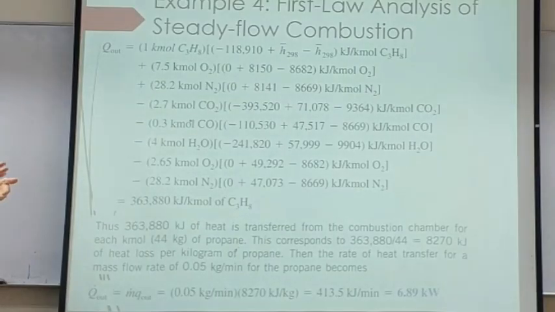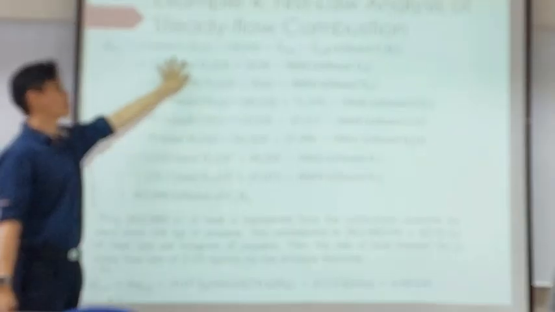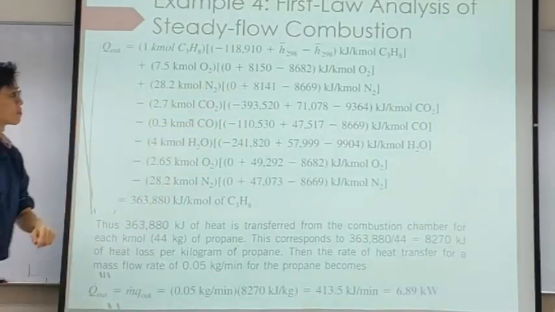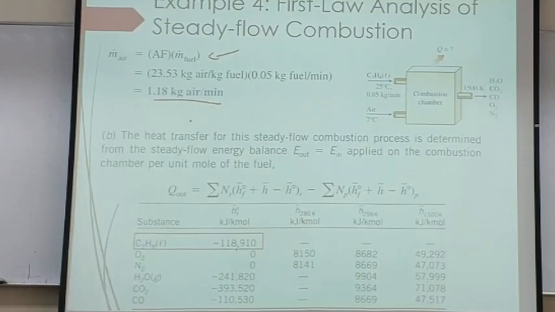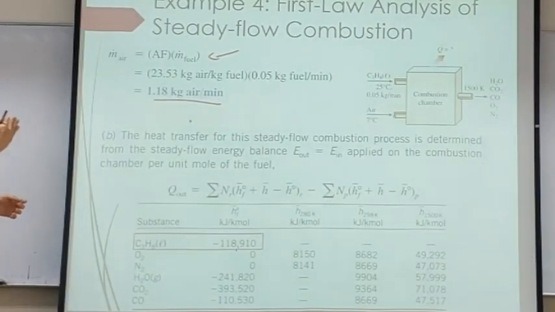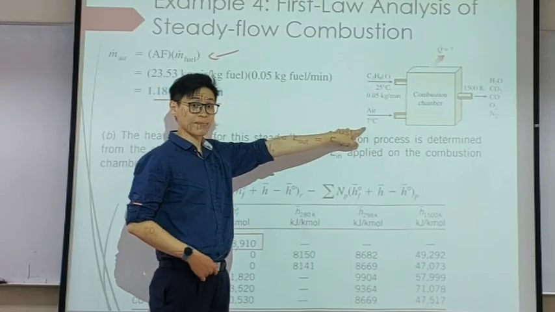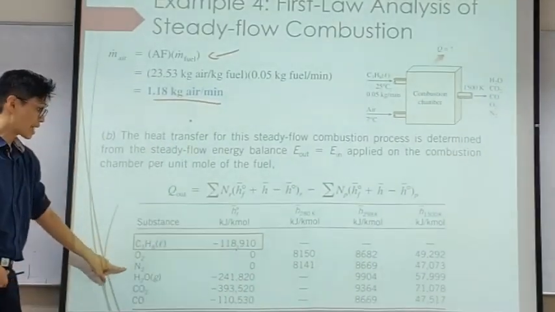Then the next reactant is oxygen, right? So oxygen and nitrogen, we learned previously, the enthalpy of formation is 0. There is no enthalpy of formation. So here is 0. Then you look at the value here. So now oxygen, so the air enters at 7 degrees Celsius. And the combustion will take place at 25 degrees Celsius. So that's the change of the state.